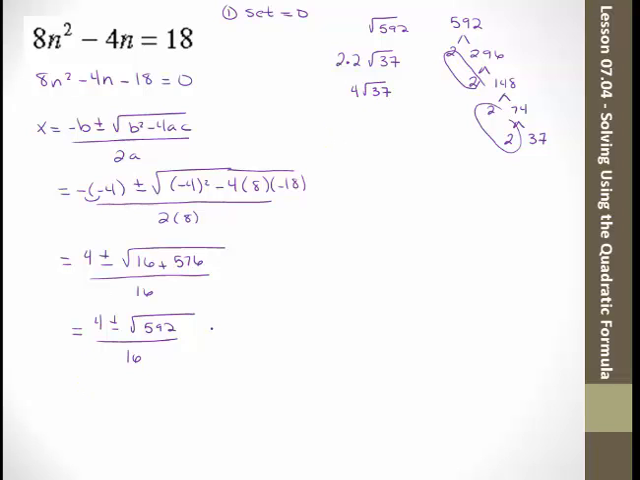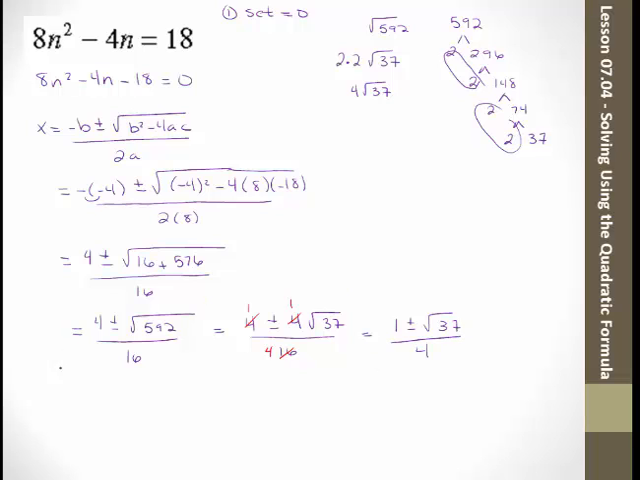So what I get is 4 plus or minus 4 times the square root of 37 over 16. When this happens, I have to look at these 3 numbers. If all 3 of them will reduce, I can reduce this fraction. 4, 4, and 16 will all divide by 4, leaving me with a 1, and a 4. So afterwards, I have 1 plus or minus the square root of 37 over 4.